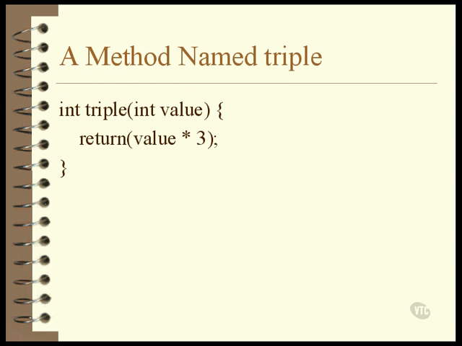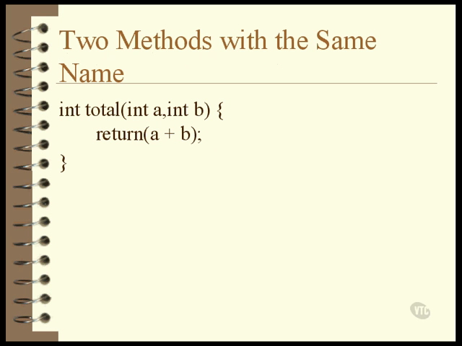In this case, the value returned is the value of the argument multiplied by 3. The full name of a method includes the list of types of its arguments. In this example, the full name of the method is actually total int. This method simply returns the sum of the two argument values passed to it.